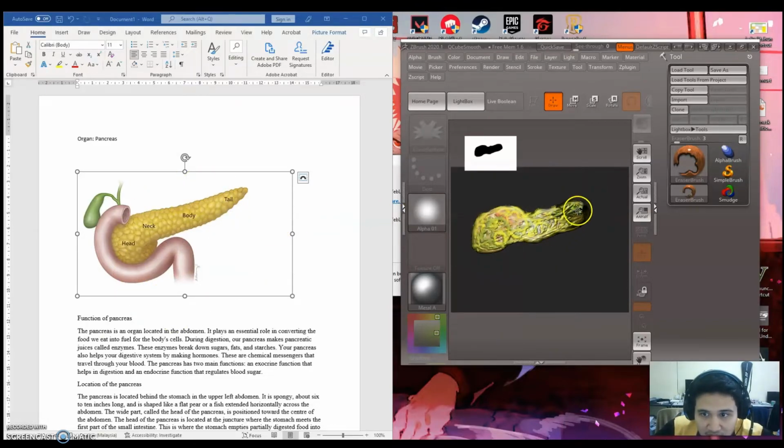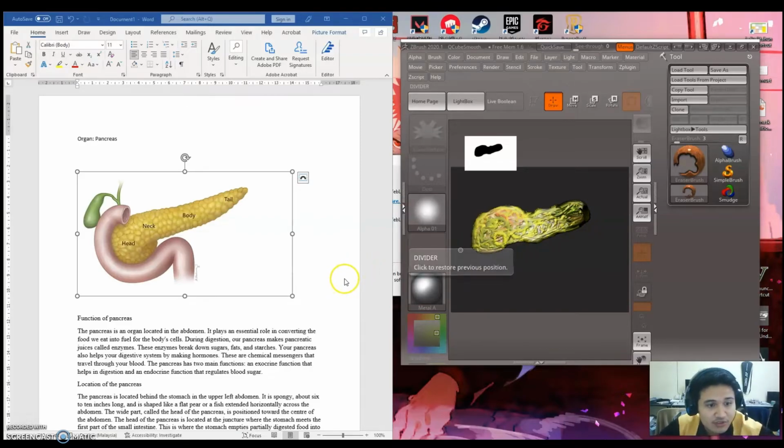So basically this is the tail of the pancreas, this is the body, this is the neck, and this is the head of the pancreas. As you can see, the color that I put is multicolored. I combined the yellow and the green and also the black and red for the pancreas. At the tail, I made it darker to make sure this is the tail of the pancreas.